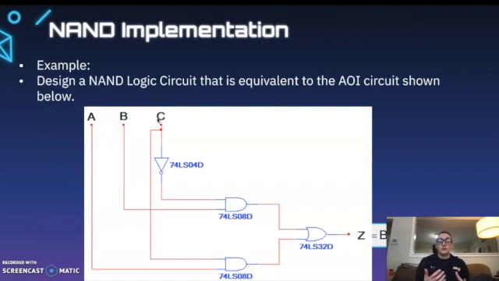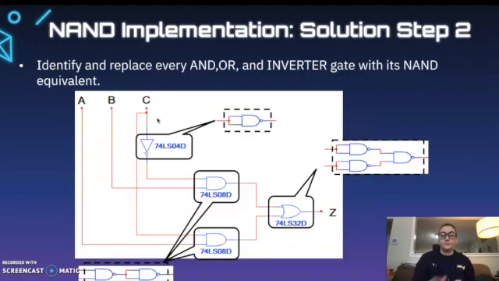So let's take a look at an example. So we are going to design a NAND logic circuit that's equivalent to this AOI circuit. So you'll see that we have an inverter coming out of C, 2 AND gates, and then a final OR gate. So our second step here is to identify the replacements that we need.